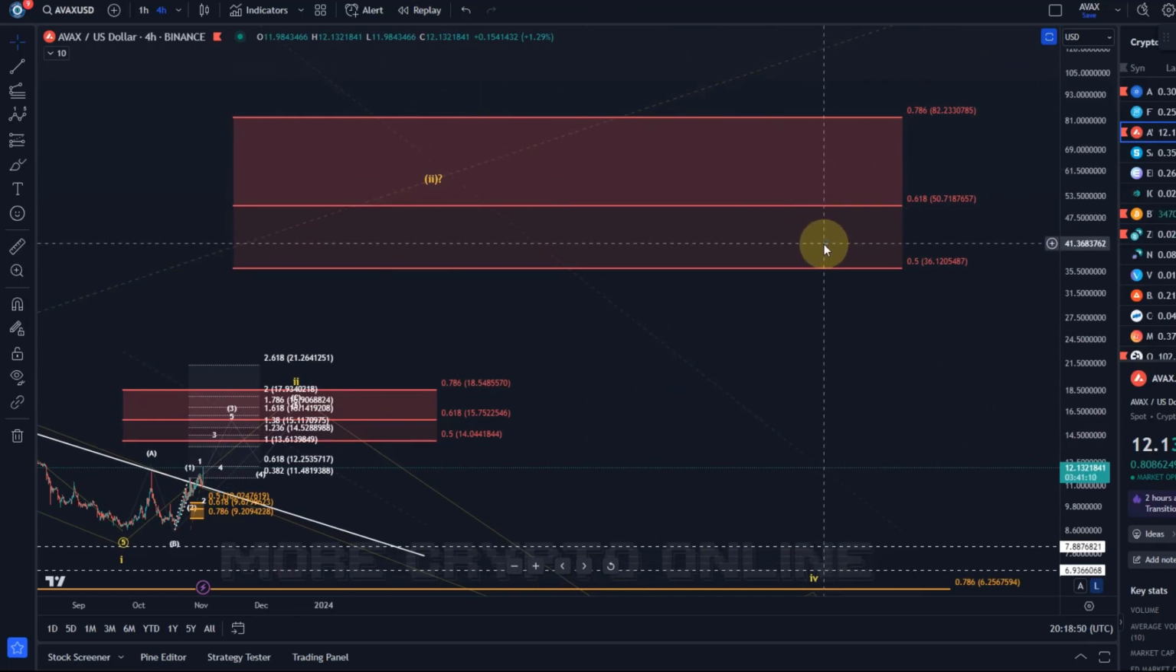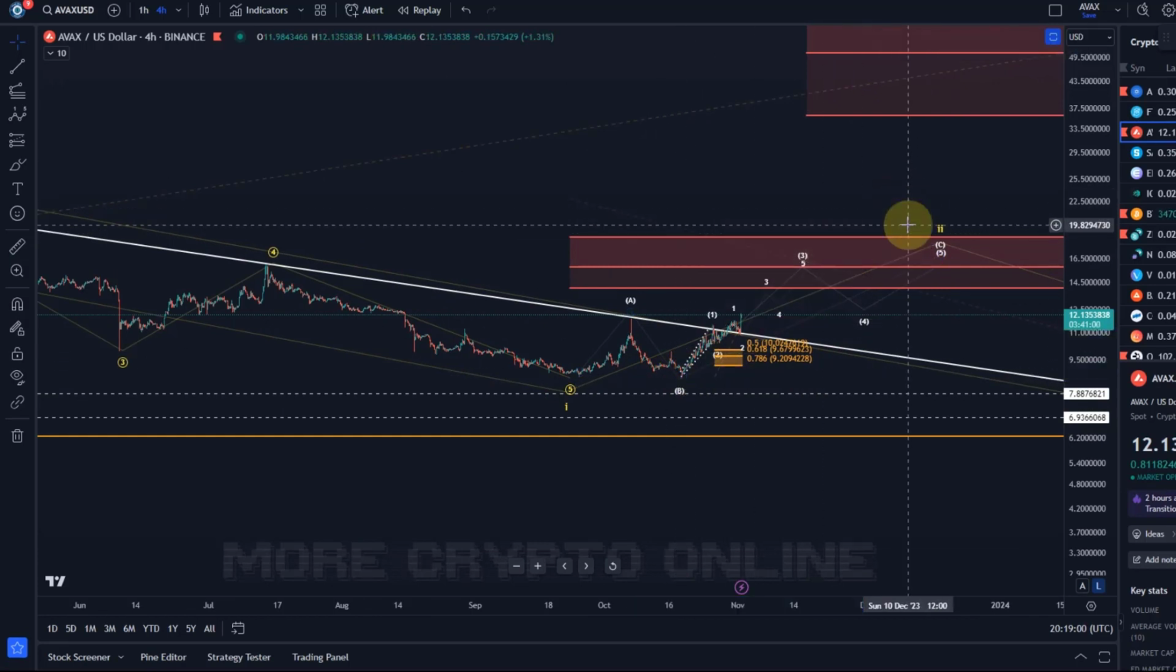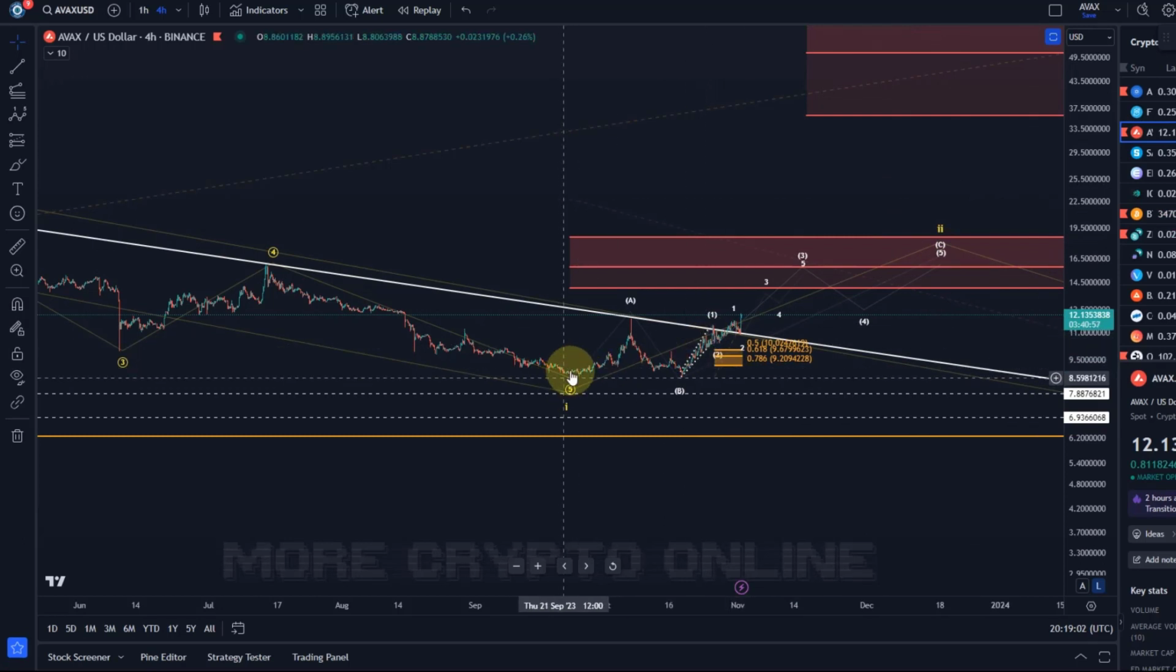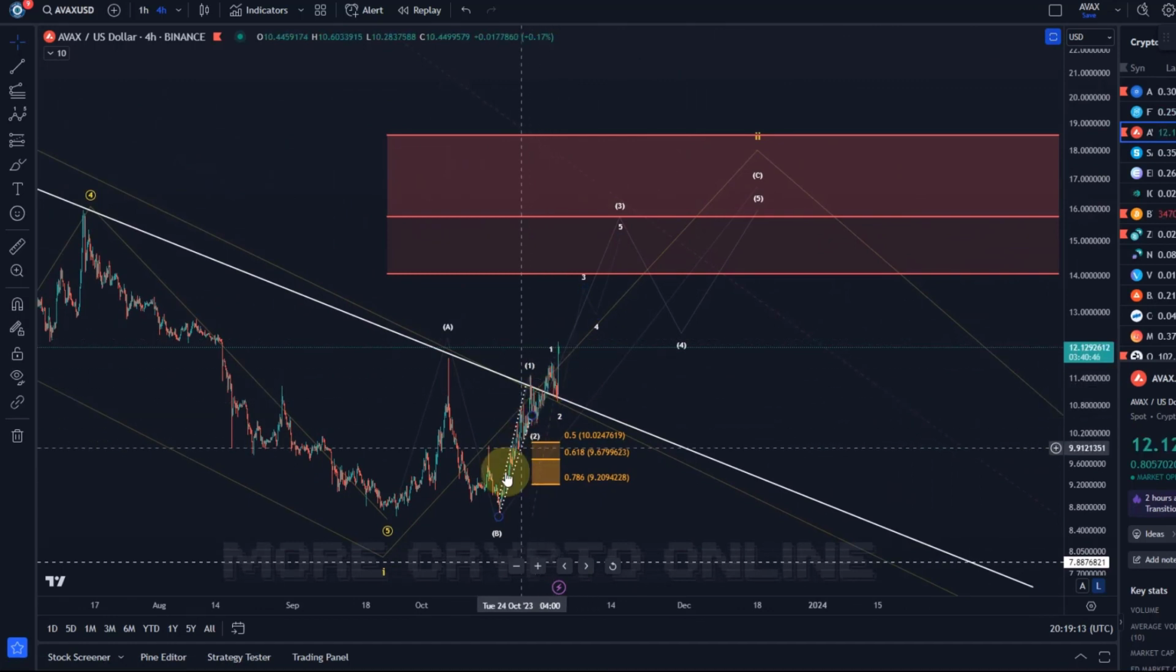Okay, so let me just delete that little dot there. A few days ago, actually pretty much at the low, I highlighted that AVAX is probably starting wave C of 2 after it completed waves A and B already. So it's starting wave C. If you watched our tweet or videos, you will know that.